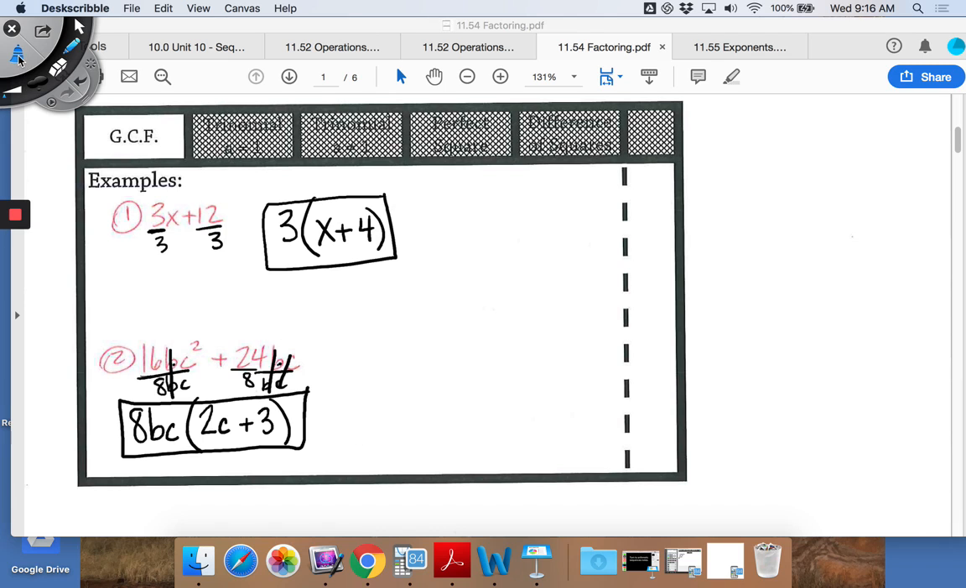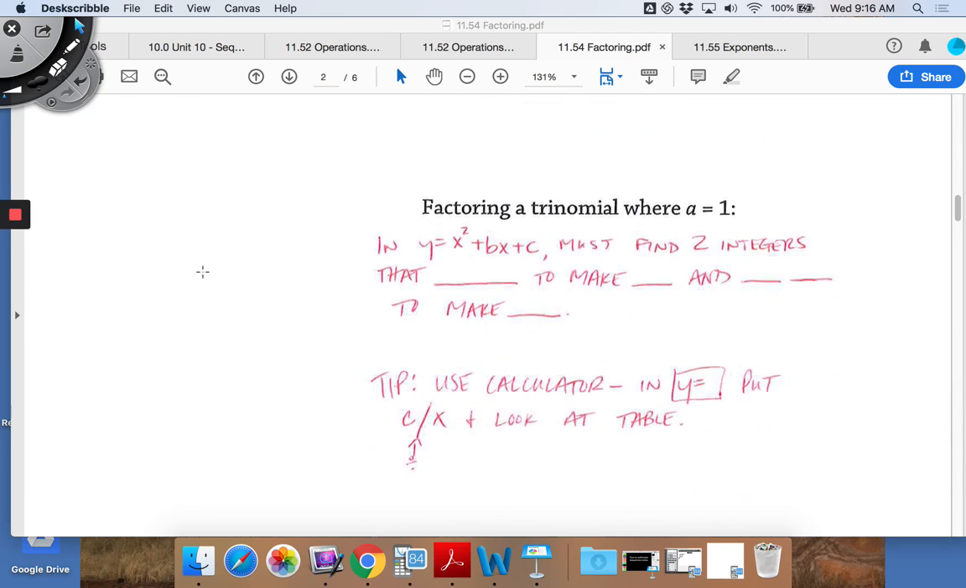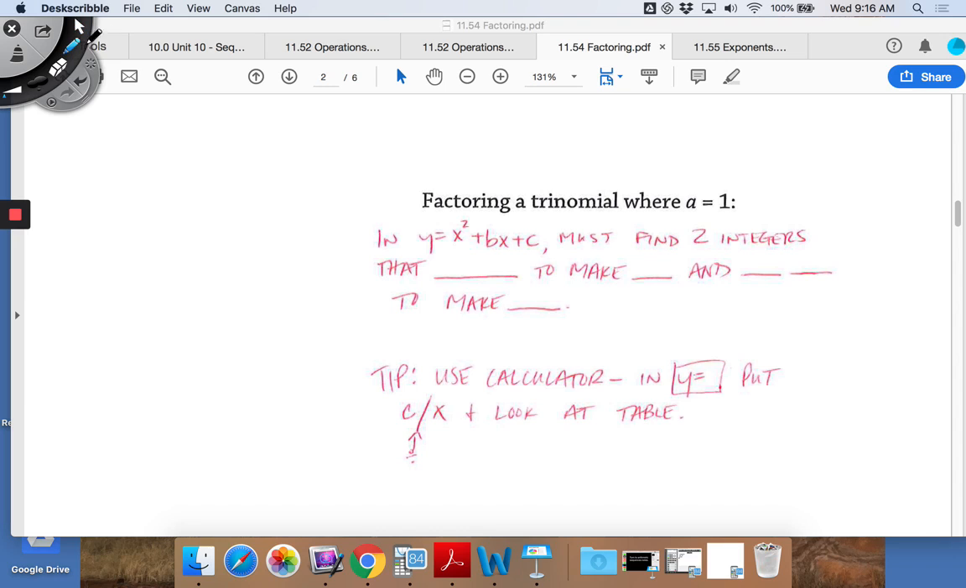Next we're going to look at if we have a trinomial and the a value is equal to 1. So these would be like what we would call the easy ones to factor because there's not a coefficient in front. In y equals x squared plus bx plus c, you must find two integers that multiply to make c and add up to make b, or the middle term.